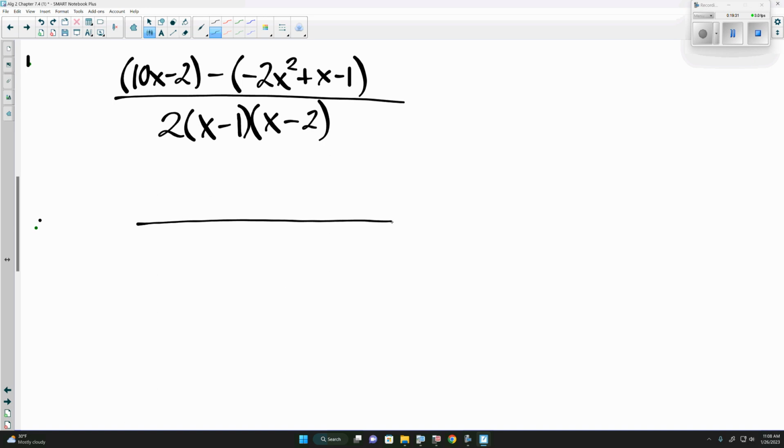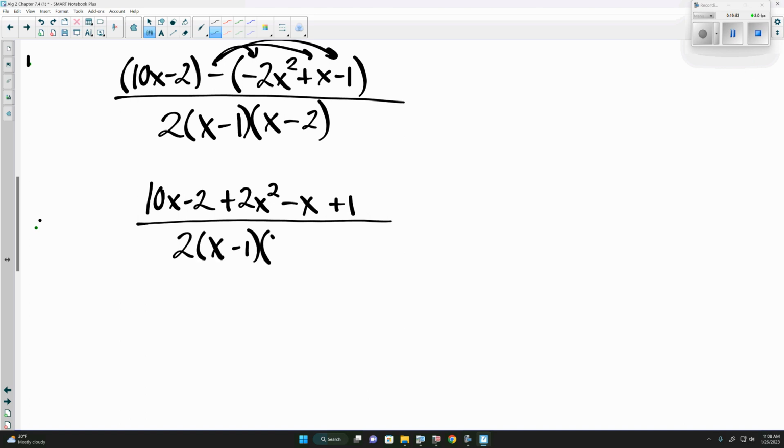Now that we have this set up, we can remove the parentheses. The 10x minus 2 is the same, but we do need to distribute this negative through the second. Negative 2x squared is going to be plus 2x squared. Our negative distributed to the x is going to be minus x, and our negative distributed to the negative 1 is going to be plus 1 over 2 times x minus 1 times x minus 2.